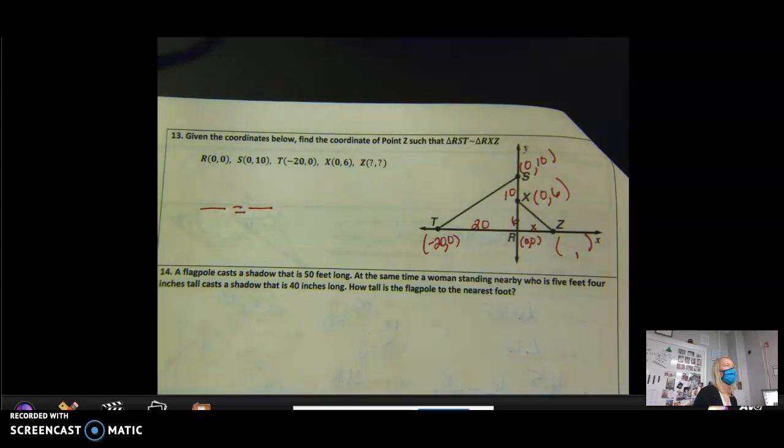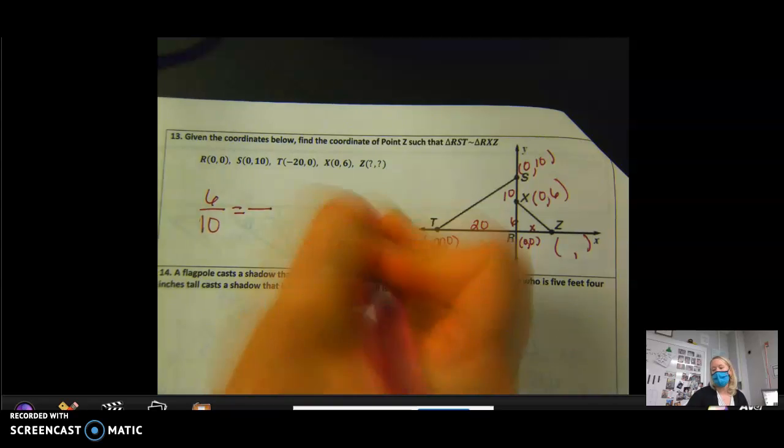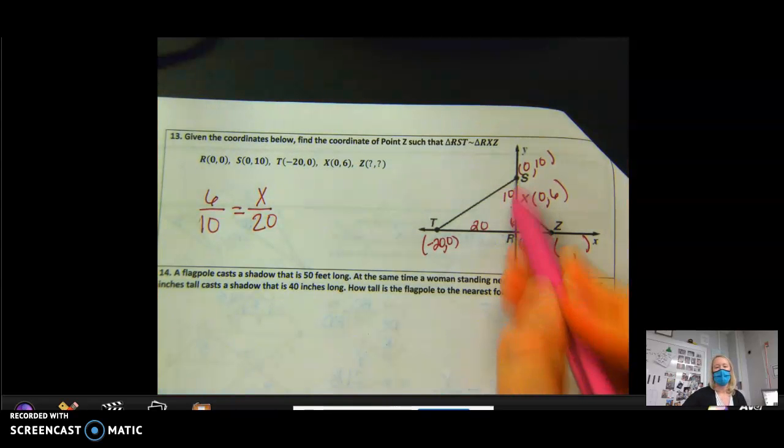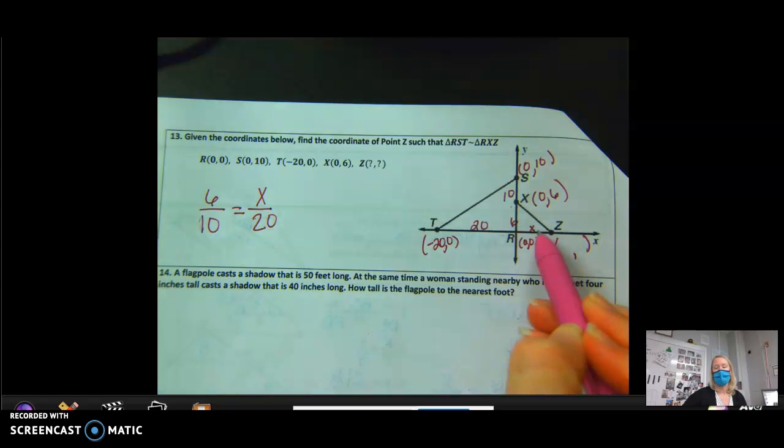So what's a proportion I could set up here to solve for the length of X? What over what equals what over what? What do you guys think? Awesome. 6 over 10 equals X over 20. Perfect. The side of this one over the side of the other one equals the side of the same one from the X, or from the 6, over the side of the 20.